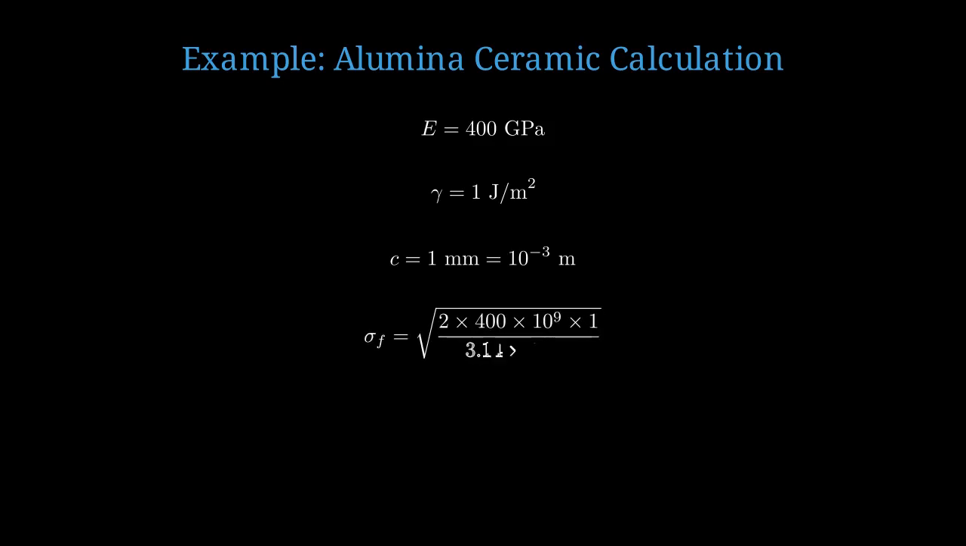Plugging into the Griffith equation, fracture stress equals the square root of 2 times 400 times 10 to the 9 times 1, divided by 3.14 times 10 to the minus 3. This gives us about 450 megapascals. That's a decent strength, but not amazing.